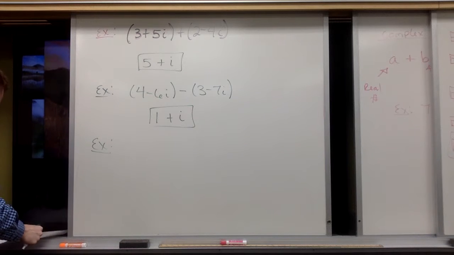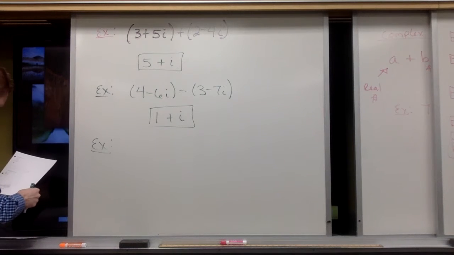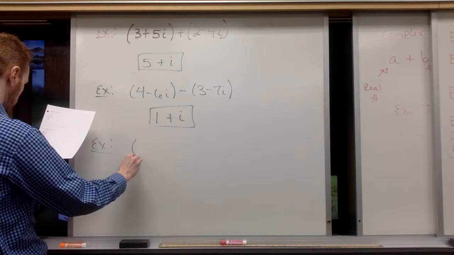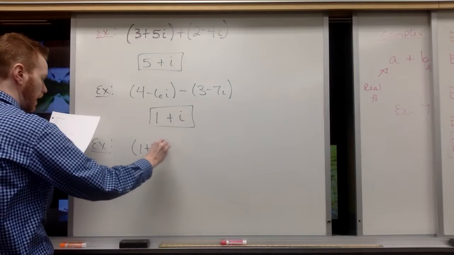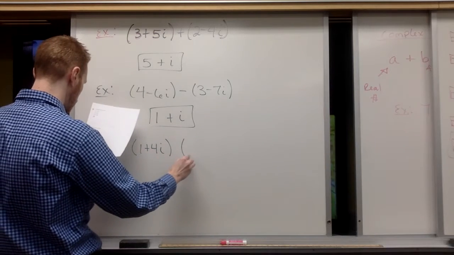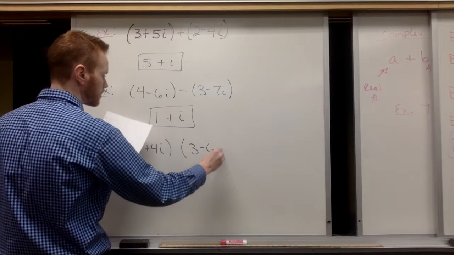All right, so let's try this one. 1 plus 4i times this complex number, 3 minus 6i.